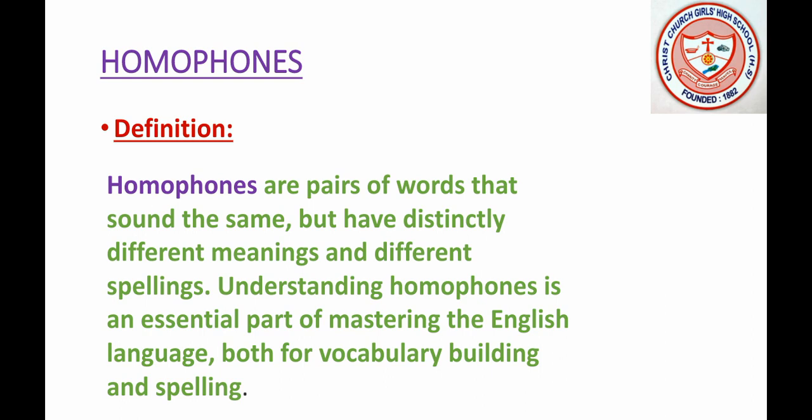Homophones are pairs of words that sound the same but have distinctly different meanings and different spellings. So basically, a homophone is a word that is pronounced the same as another word but differs in meaning as well as spelling. Understanding homophones is a very vital part. It is indeed an essential part of mastering the English language, both for vocabulary building and spelling.